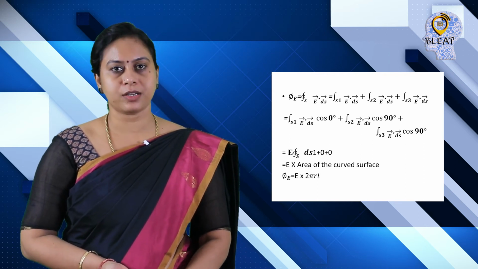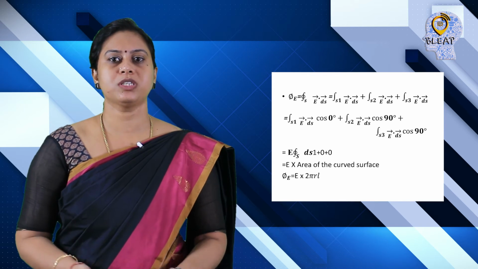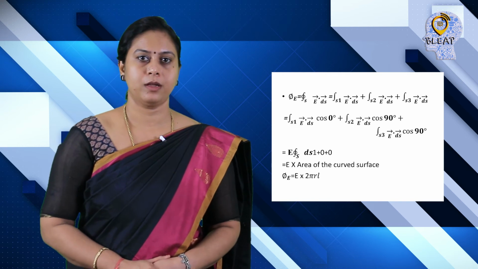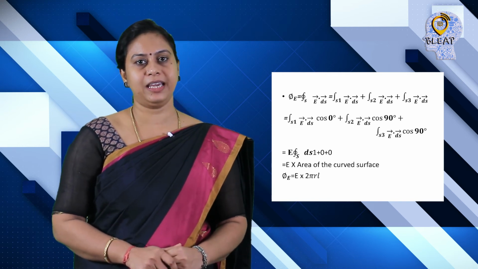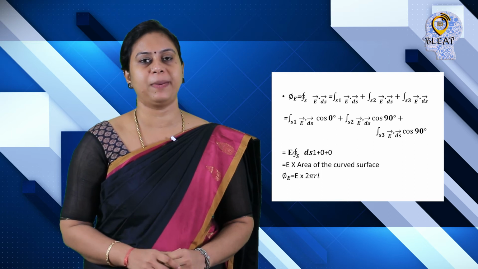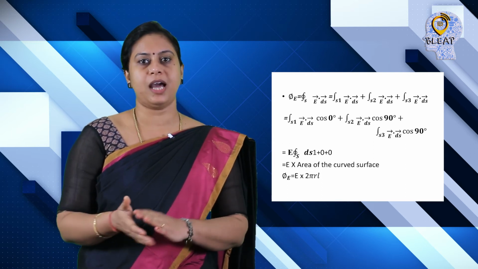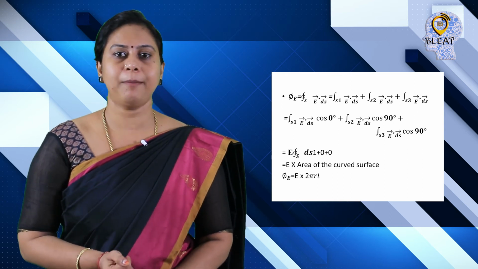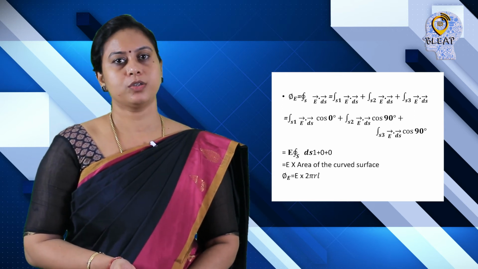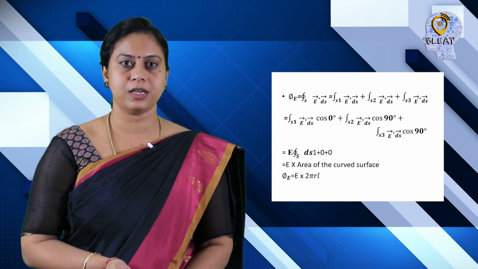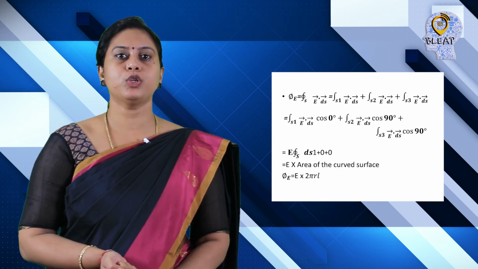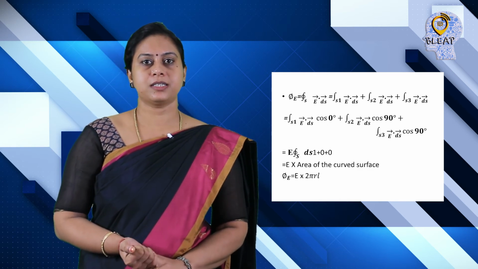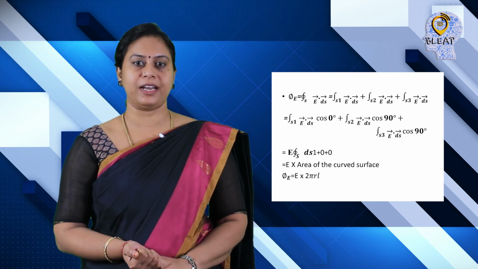Here the charge enclosed by the Gaussian surface, Q, is equal to lambda L. So phi E is equal to Q by epsilon naught. Applying the flux value and the charge, we get E into 2 pi rl, which is equal to lambda L by epsilon naught. So what is the value of the electric field? E is equal to lambda by 2 pi epsilon naught r. Here the electric field is inversely proportional to the distance from the line charge.